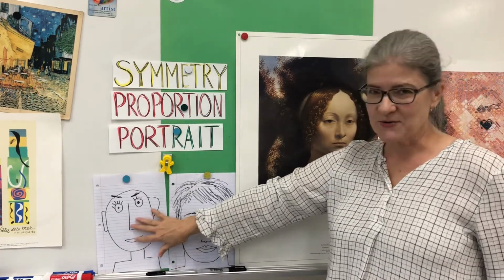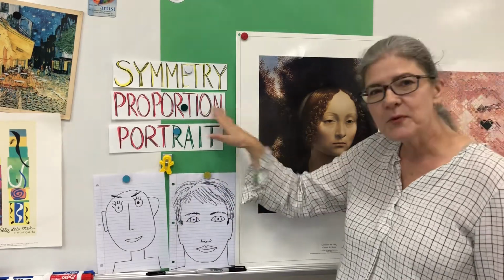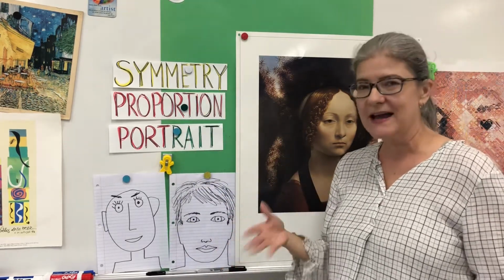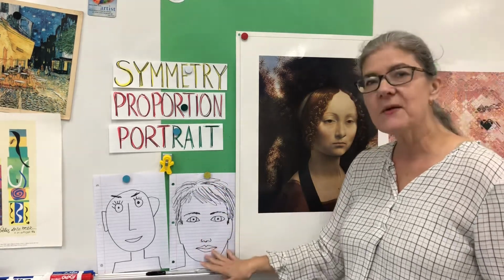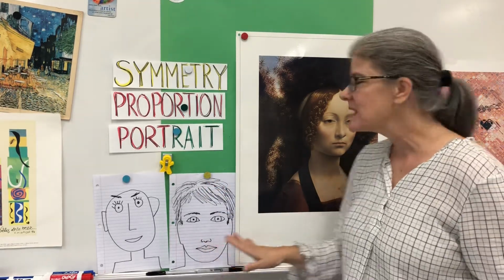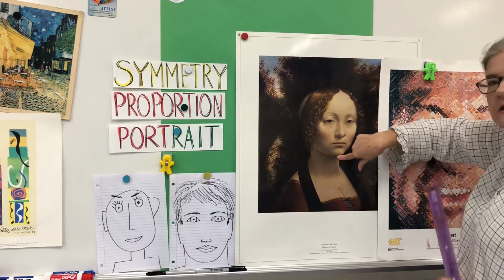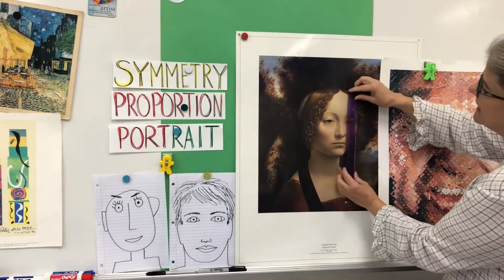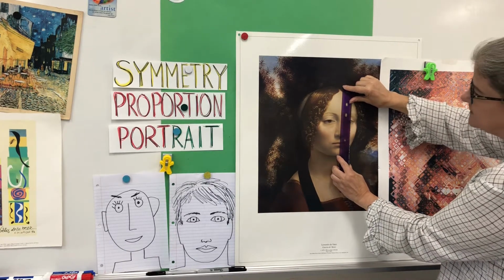In this drawing, this face, this portrait, the proportions are not quite right. I'm going to show you how to get it just right, kind of like the way I drew this one. If we look at this woman's head, her name was Ginevra, by the way, I'm going to use my ruler not to measure, but just to mark that line of symmetry.